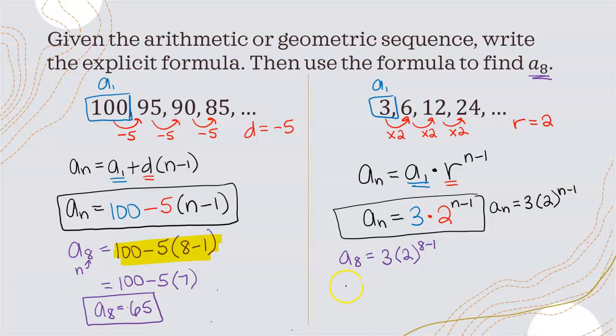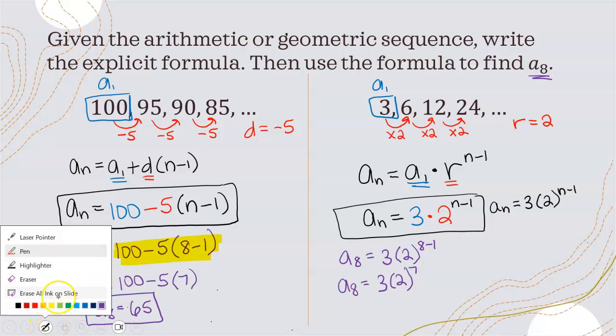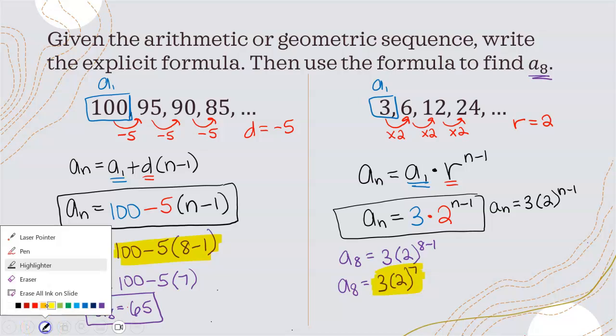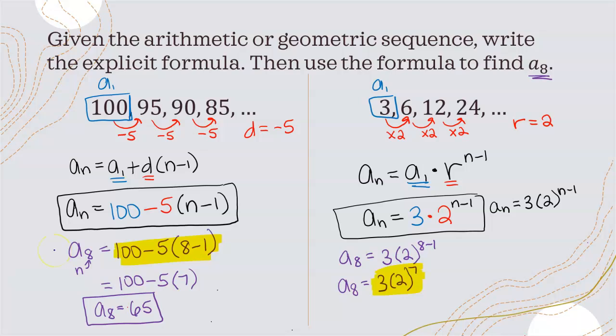Now, before plugging it into your calculator, I would recommend simplifying the exponent to 7, just because depending on your version of calculator, it may not do the correct order of operations, and know that the 8 minus 1 is all in the parentheses. So I would do that on your calculator. And if you do that, 3 times 2 to the 7th, you should get that the 8th term is 384.